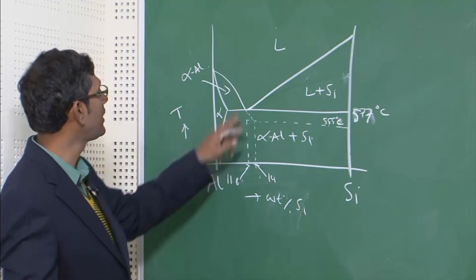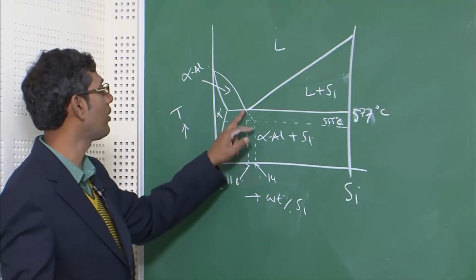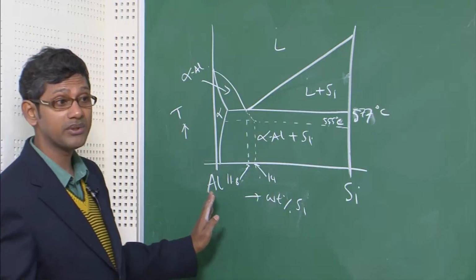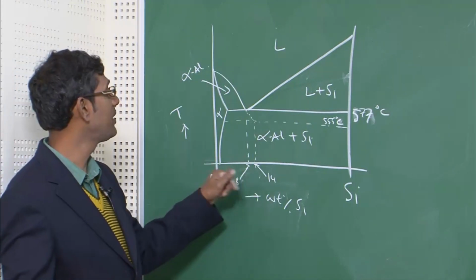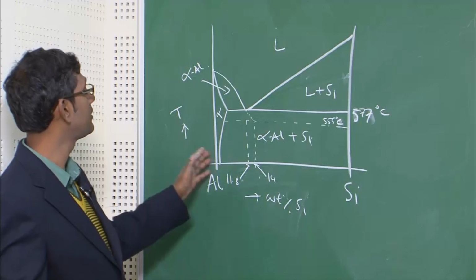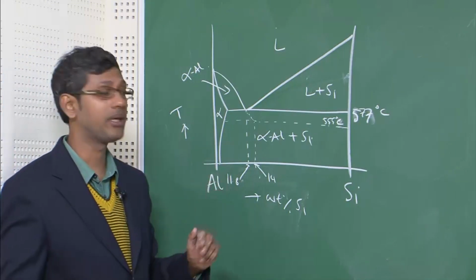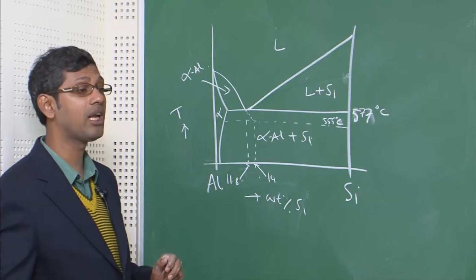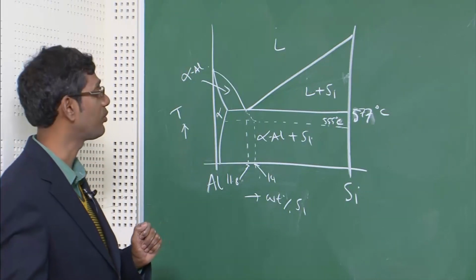So therefore the alloy which was originally eutectic has now become a hypo-eutectic alloy. Is it clear? It becomes a hypo-eutectic alloy, and because of this hypo-eutectic nature, it forms alpha aluminum dendrites in the liquid. That is why you see alpha aluminum dendrites in the microstructure, which I have shown you.